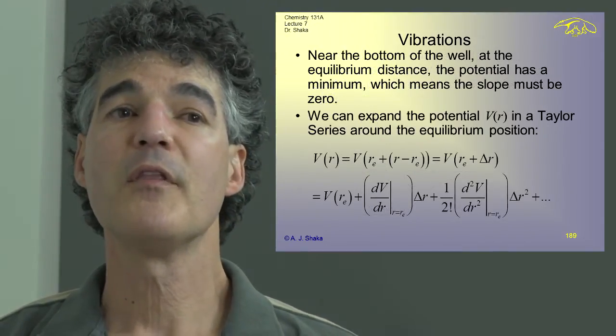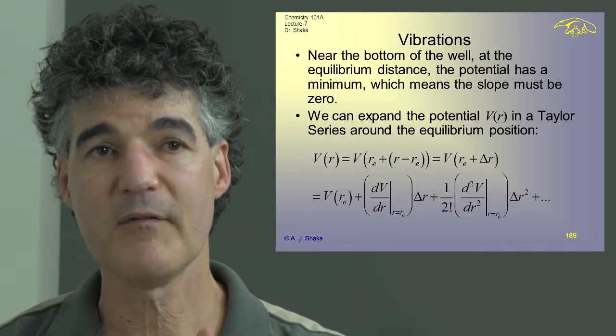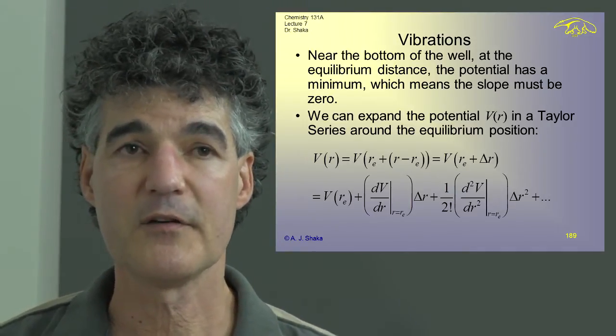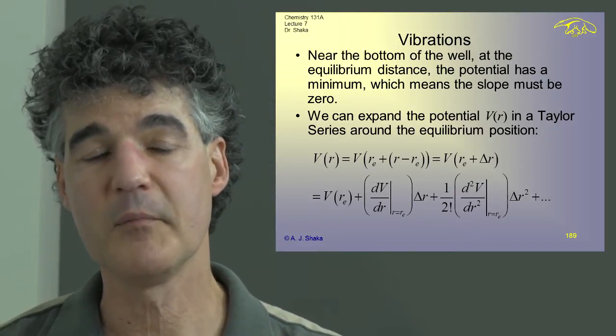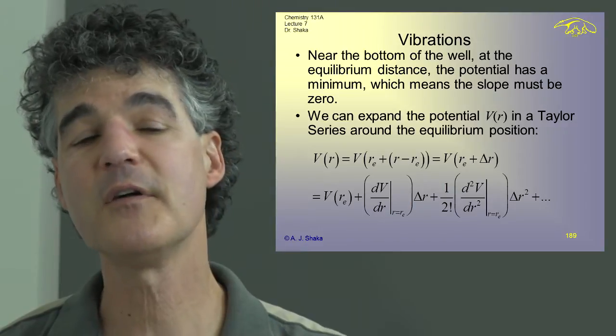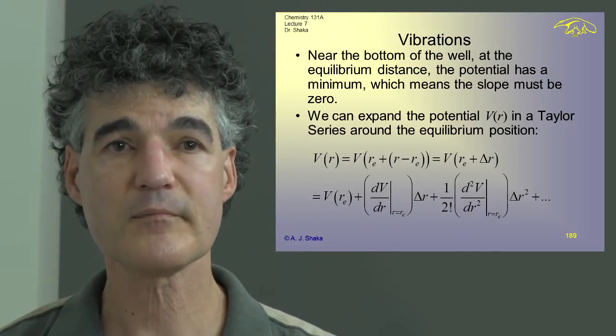Now, near the bottom of the well, at the equilibrium distance, which was 74 picometers in that previous figure, the potential has a minimum. And where the potential has a minimum, calculus tells us that the slope must be zero.